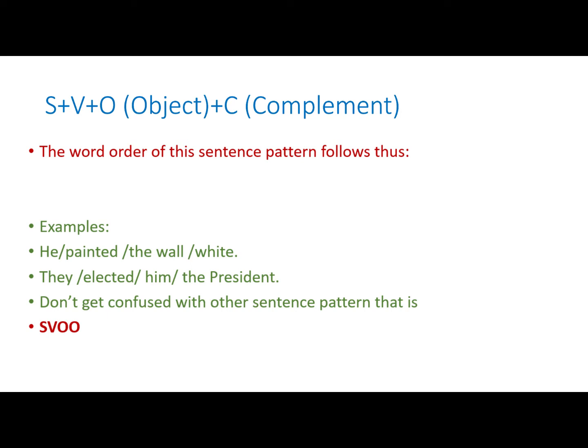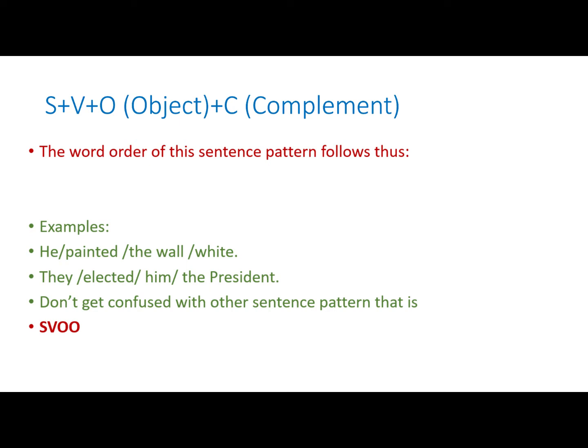To make it simpler, we can say an objective complement is a noun or adjective that completes the meaning of the verb and modifies, names or renames the direct object. In this sentence, the word white is a noun and it modifies the object, that's the wall, tells the state of the wall. At the same time, it completes the action verb painted. So, it's an object complement.